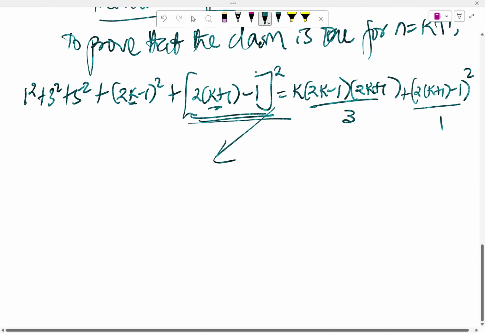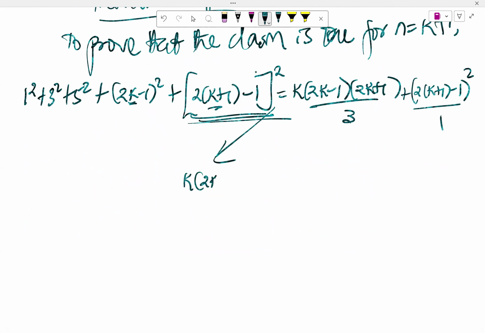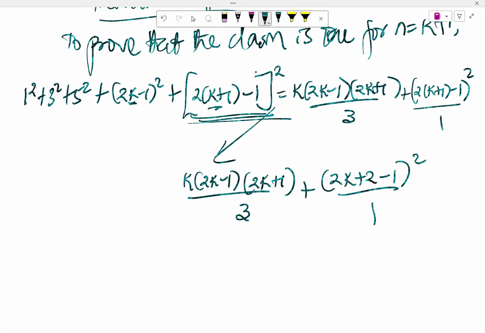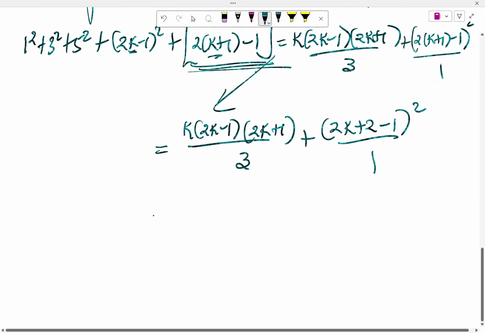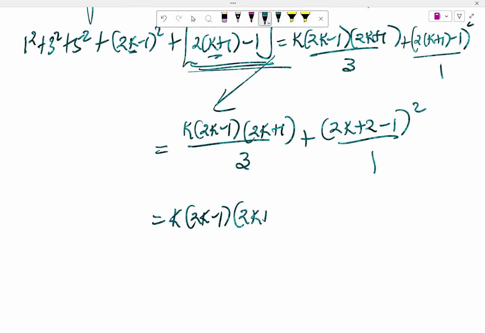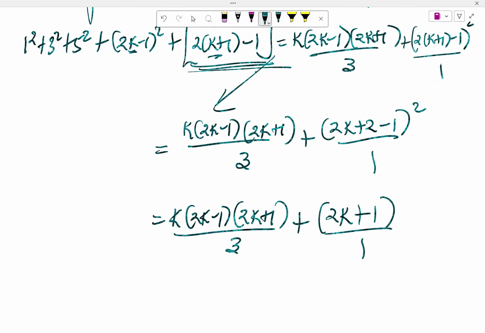So I'm bringing this down here. So I have k into 2k minus 1 into 2k plus 1 all over 3 plus, so now you can tidy things up inside there. So you have 2k plus 2 minus 1 all over 1, all that squared, right? 2k plus 2, so this is equal to k into 2k minus 1 into 2k plus 1 all over 3, then plus 2k plus 2 minus 1 all over 1, this squared.